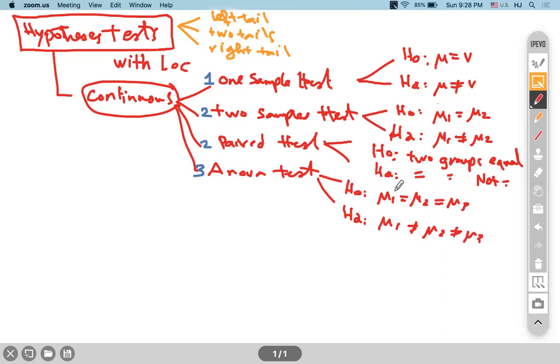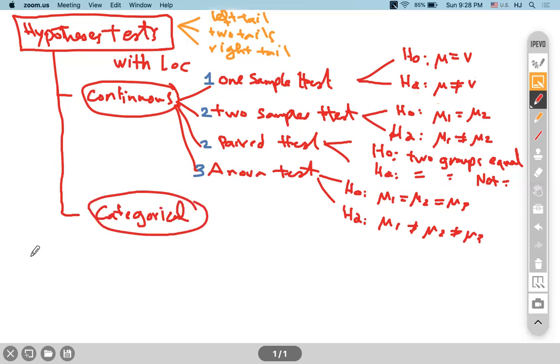So that's what we test. So that's what we do when we have continuous variables. In some other situations, we can actually have categorical variables. Now, if we have categorical variables, we apply a different type of tests.